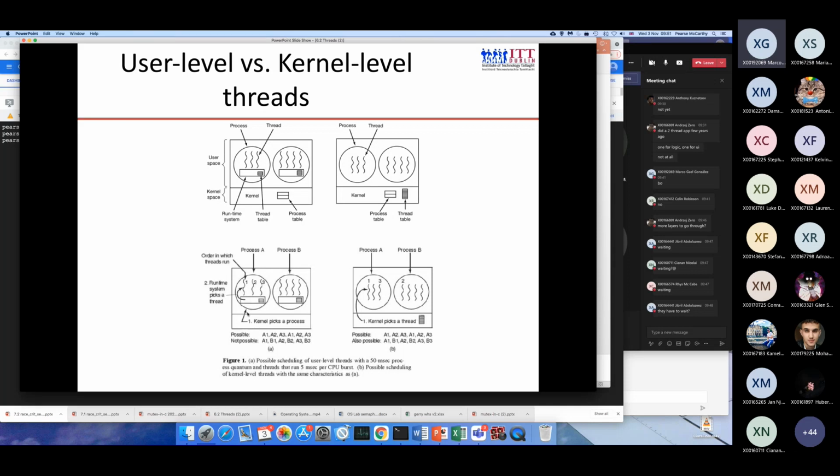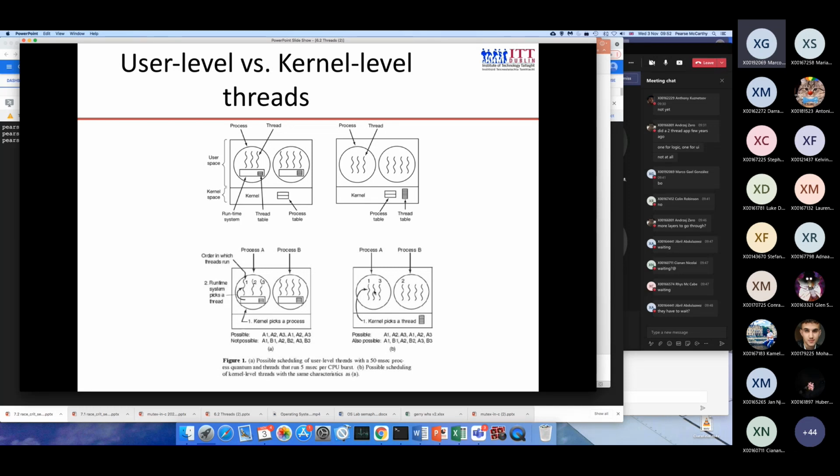The OS gives 50 milliseconds to this process, which schedules that 50 milliseconds between these threads. So obviously you can only ever get the A's because it doesn't know anything about these others. You can't have a scheduling of A1, B1, A2, B2. You can't have that, all right? Because the 50 milliseconds got given to him and he can only give it to the A's.